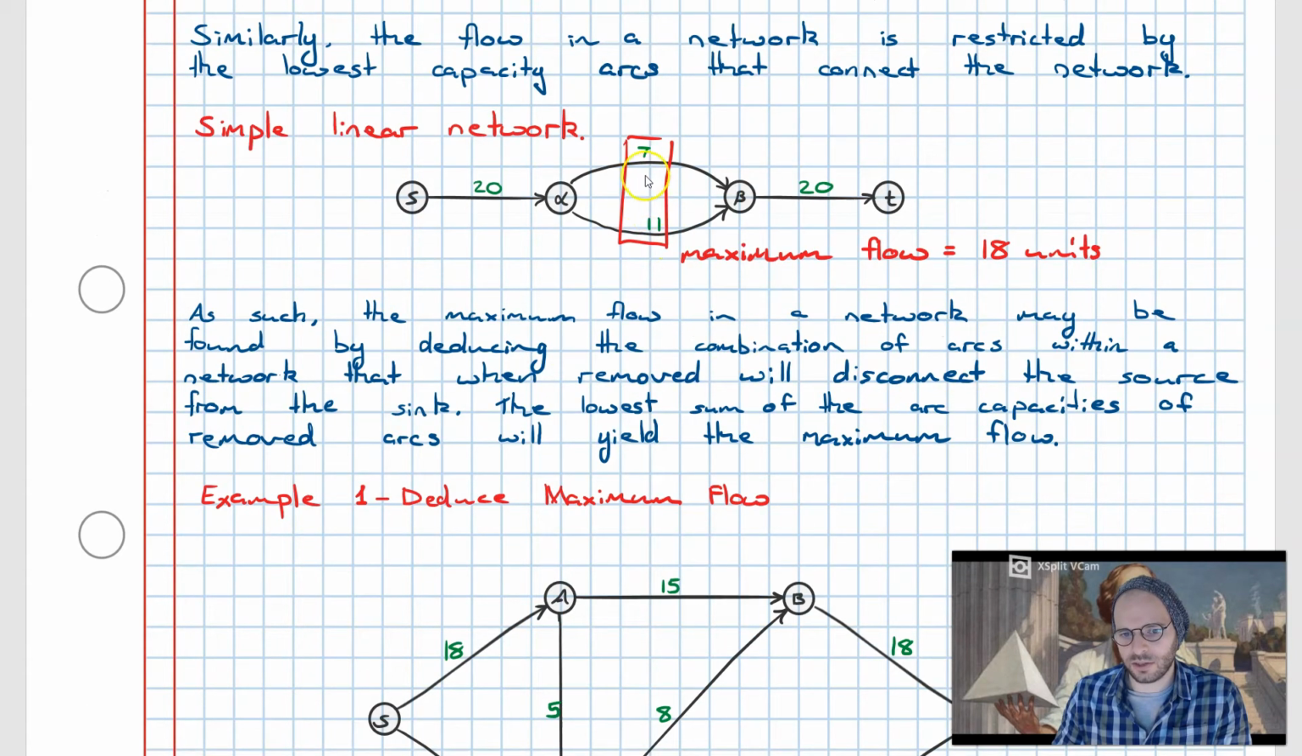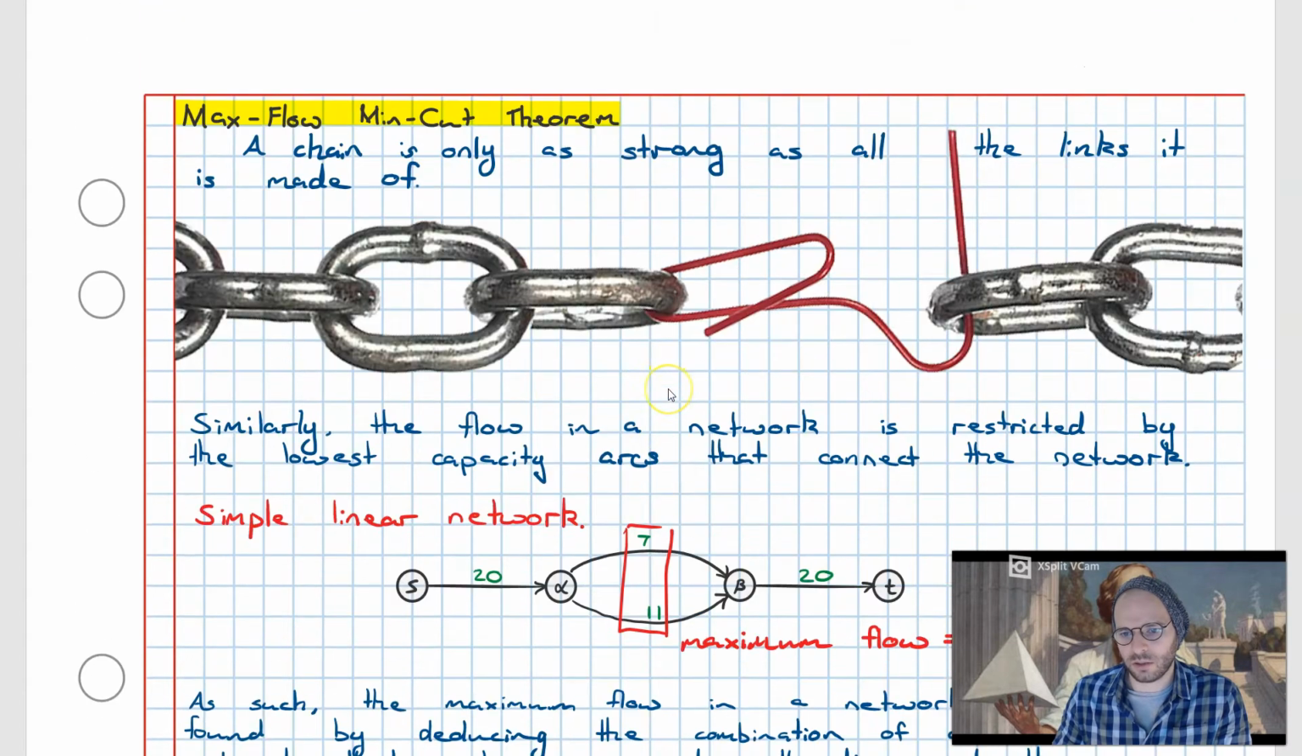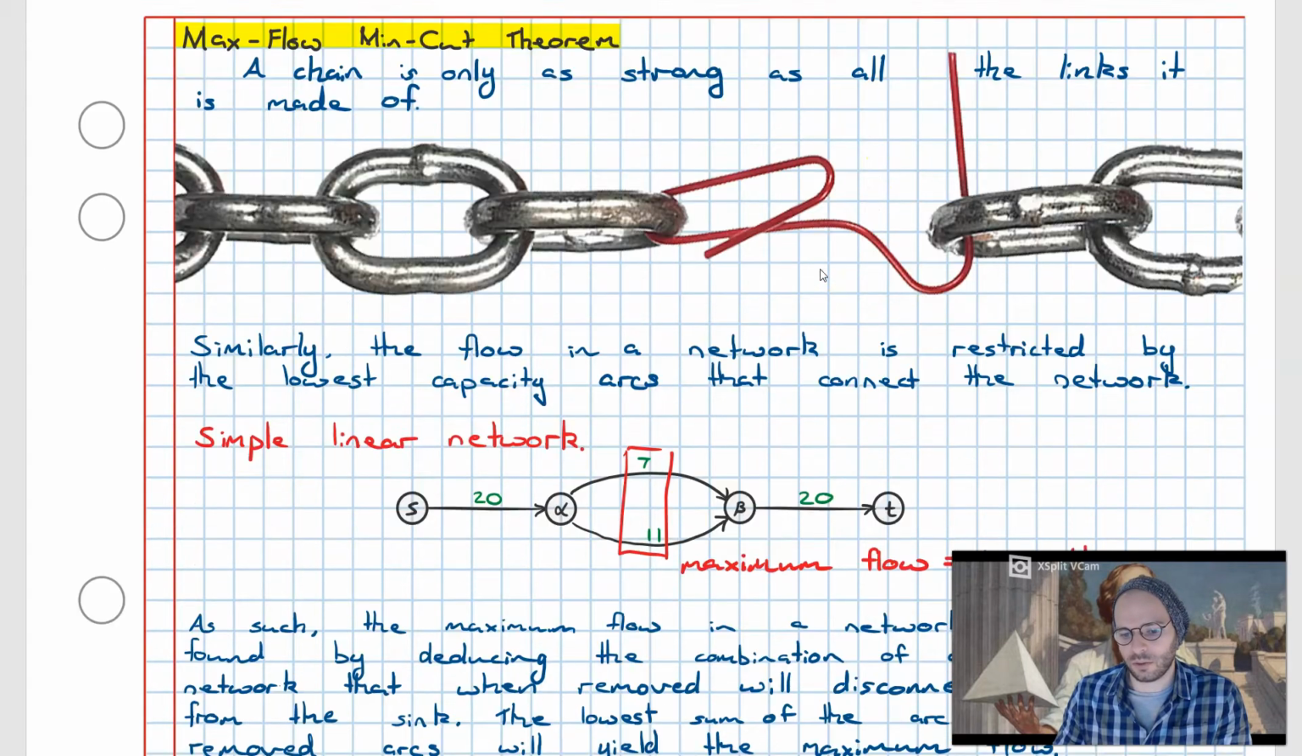Now the lowest sum of the arc capacities of removed arcs will yield the maximum flow. Or in other words, if we remove these 2 arcs over here, the sum of these 2 arcs will give us 18, which also happens to be the maximum flow within the network. So effectively what we're looking at is how we can break a chain, and the links that we remove, measuring the strength, we're able to deduce the maximum flow. So in our case here in this chain, the maximum flow would be the strength that this paperclip can hold.